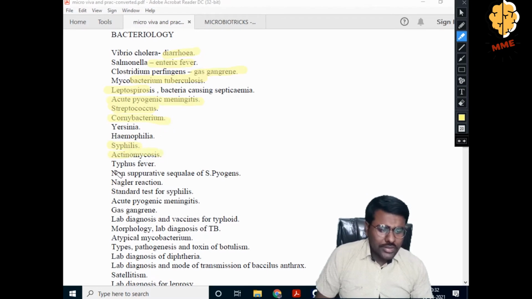Actinomyces is also asked, and the pyogenes is a very catchy question for the examiners. The gas gangrene I also said, this is a very important question, and the TB, laboratory diagnosis of TB and atypical mycobacteria are very important for your exam. Okay, so they are important from the bacteriological purpose, and Bacillus anthracis is very important.